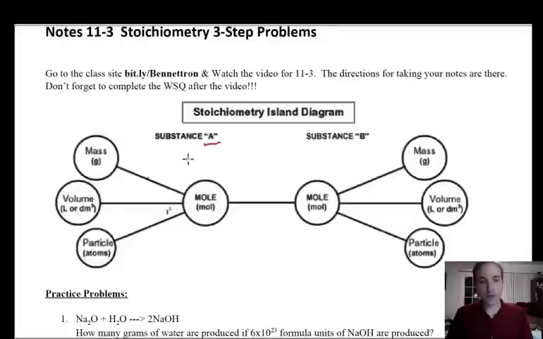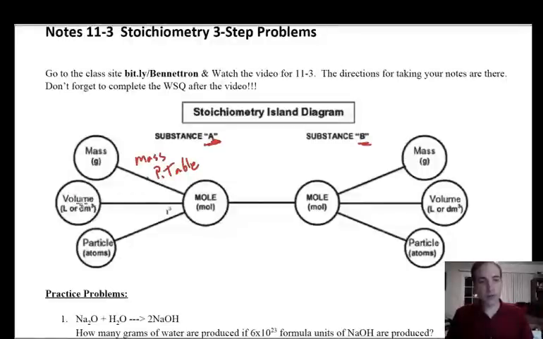And we talked about this yesterday, that in a lot of different equations, you have multiple substances. You can take the information you know about one substance, and you can convert that into information about another substance. Now, let's say, for instance, we had the mass of substance A. We can convert that to moles of substance A if we have the mass from the periodic table. So for instance, if it were water, we could find out the mass of water using the average atomic masses that are found on the periodic table.